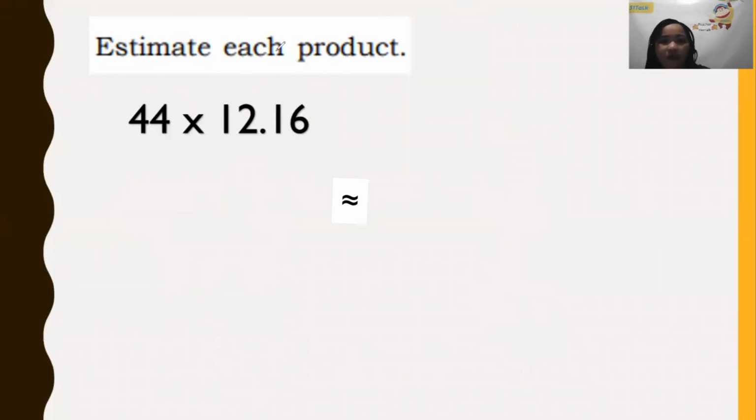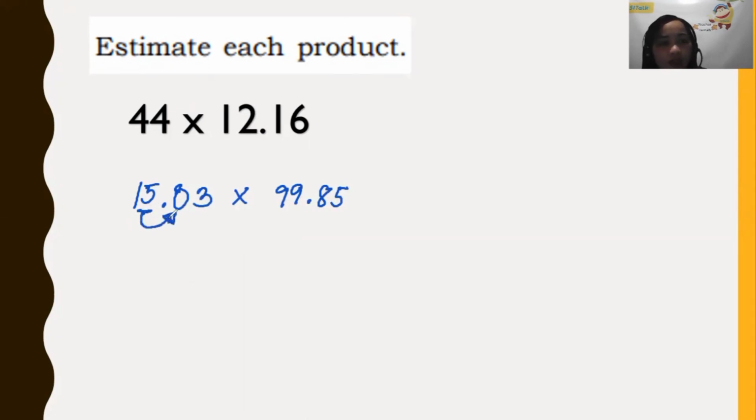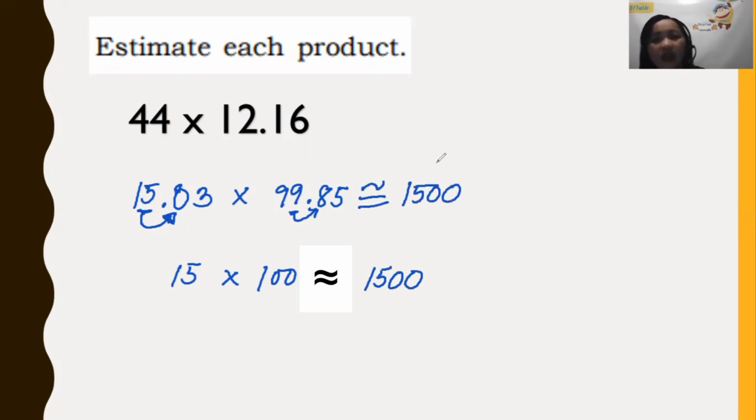Let's have another example. Example, we have 15 and 300 times 99 and 8500. So here, they are both mixed decimal. So iraround natin sila sa 5 or sa nearest whole number. 5, ang katabi niya ay 0. This will become 15, round down. At ang 9, ang katabi niya ay 8. So 9 plus 1, this will become 100. Or 99 plus 1 will become 100. So when we multiply it, we have 15 plus 2, 0. This is approximately equal to 1,500.